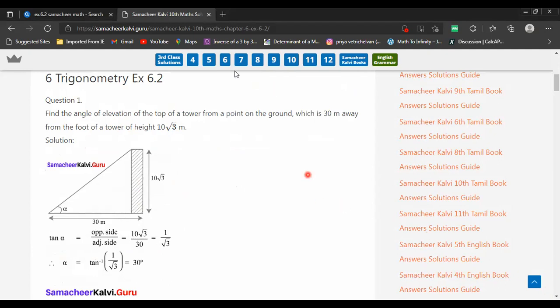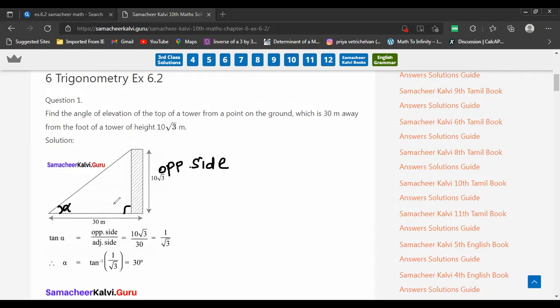So you can apply a trigonometric ratio on this. They're using tan alpha over here. The tan alpha ratio is opposite side upon adjacent side. So let's mark the sides. Here you have the angle. So the side whichever is opposite to the angle is known as the opposite side. So this side is going to be the opposite side.